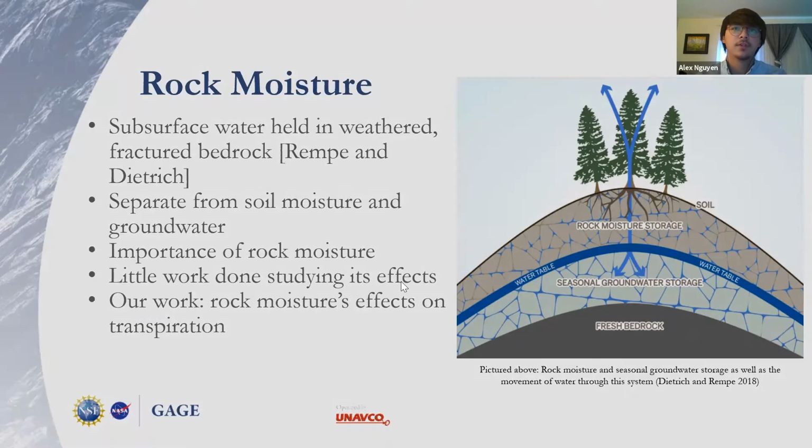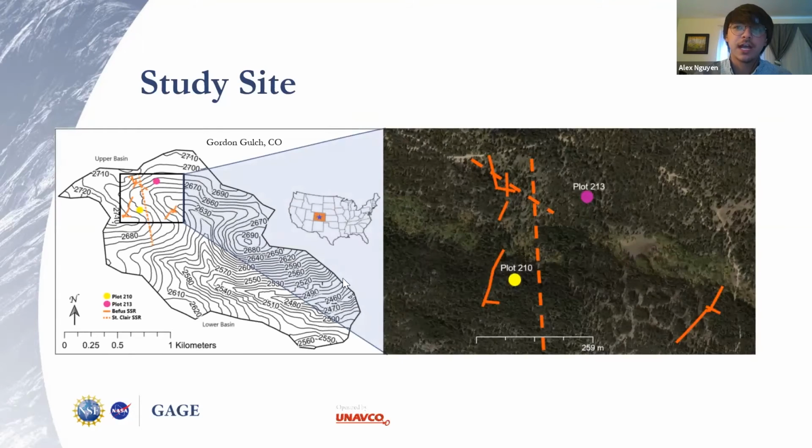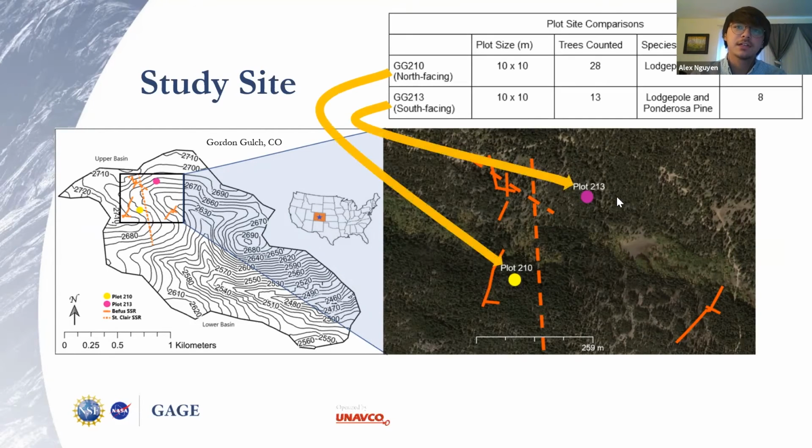So our study site is in the Gordon Gulch catchment near Boulder, Colorado, and our site is roughly 2.7 square kilometers and ranges in elevation from 2,600 meters to 2,740 meters. In Gordon Gulch, there is variability in vegetation distribution, depth of weathered rock, and snowpack when comparing southern and northern slopes. So for example, north-facing slopes retain more snow than south-facing slopes due to the sun's low position in the sky during winter months. And then the two plots considered in the study are Gordon Gulch 210, the north-facing, and then Gordon Gulch 213, the south-facing.